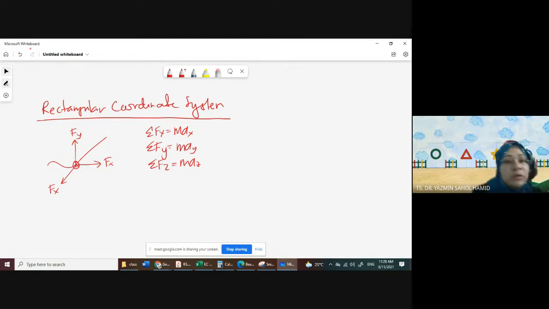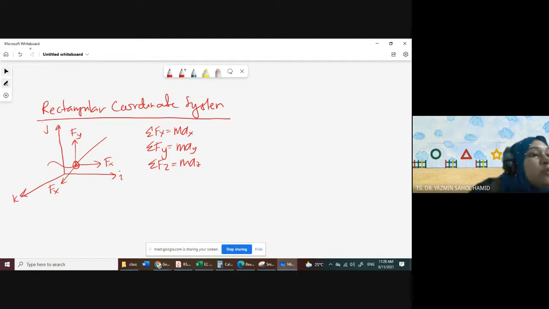Okay, alright. So usually if you have a coordinate system like this, there must be the axes. Let's say this is i, this is j, this is k, for example. Okay, i, j, k.